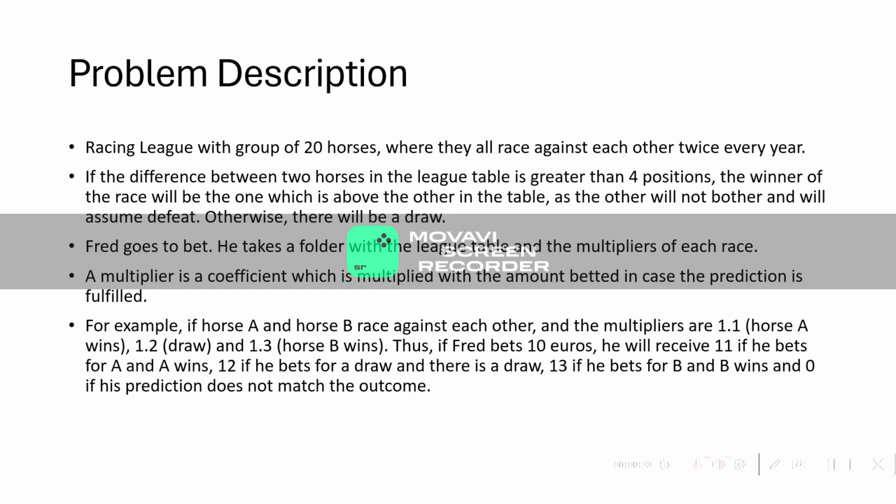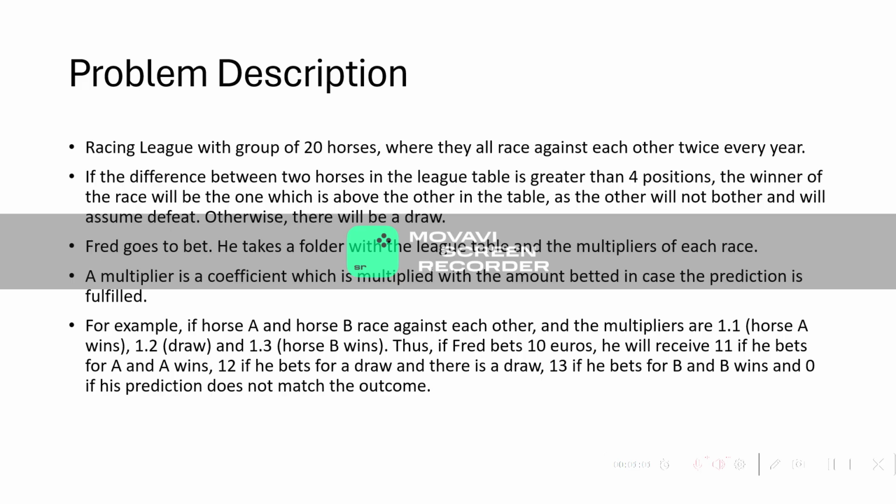It's a racing league with a group of 20 horses where they all race against each other twice every year. If the difference between two horses in the league table is greater than 4 positions, the winner of the race will be the one which is above the other in the table, as the other will not bother and will assume defeat. Otherwise, there will be a draw.